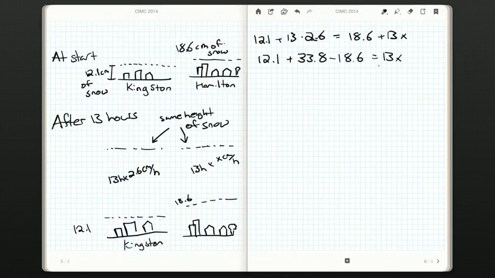And we know all that's going to be equal to 13x. x centimeters per hour is what we're looking for. So we just have a whole bunch of numbers over here. We can simplify it. So 33.8 plus 12.1, that's 45.9. And then if we subtract off 18.6, we get 27.3 centimeters of snow. It's 13 hours times x centimeters per hour. So we want x. We just divide through by 13 on both sides.